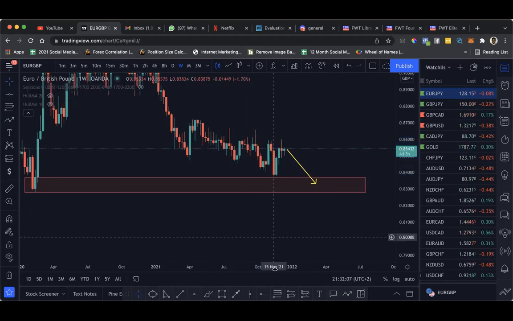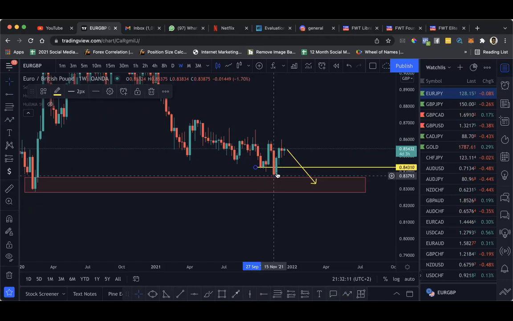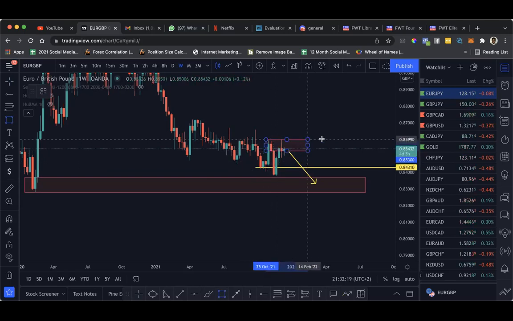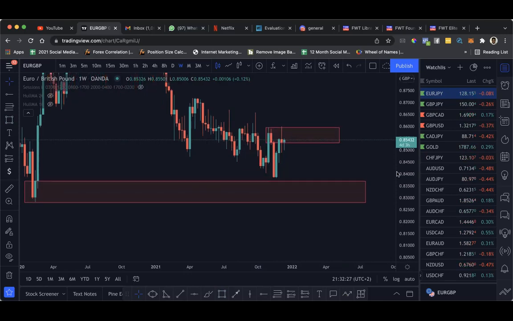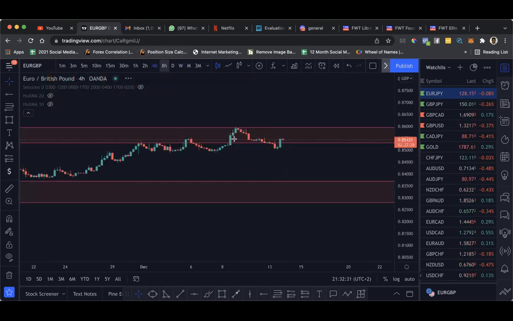So this is a break of structure area. Okay, price broke it and then it's back to this demand zone, rally base drop. So this is a weekly chart. We saw it on the weekly chart. So let's go to the 4-hour chart to have a better perspective of what's going on here.